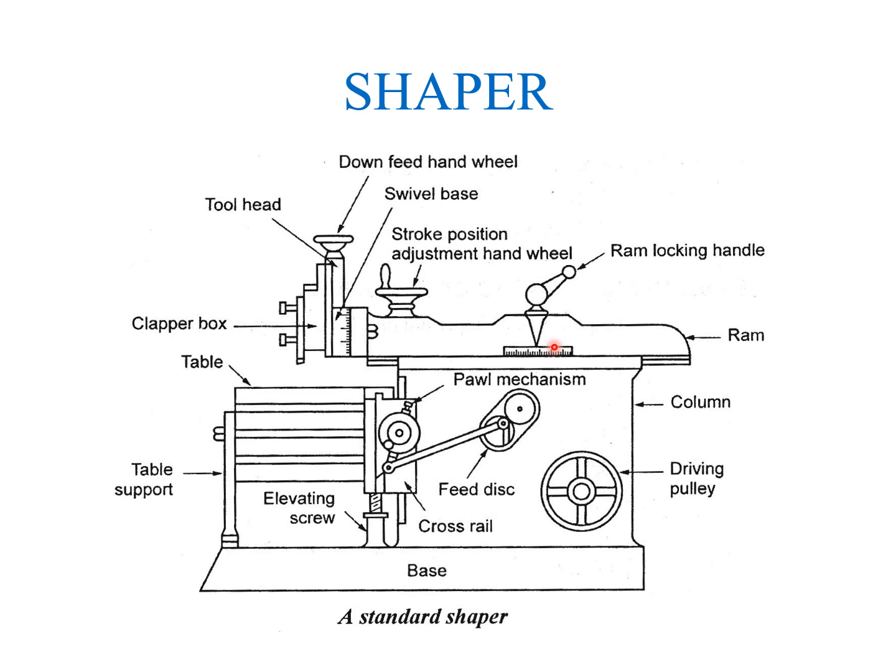Then construction. The main parts of the shaper machine are base, body, pillar, frame, column, cross rail, ram and tool head. That is the tool post. See, this is the tool head and the tool post, tool slide, clapper box and block.